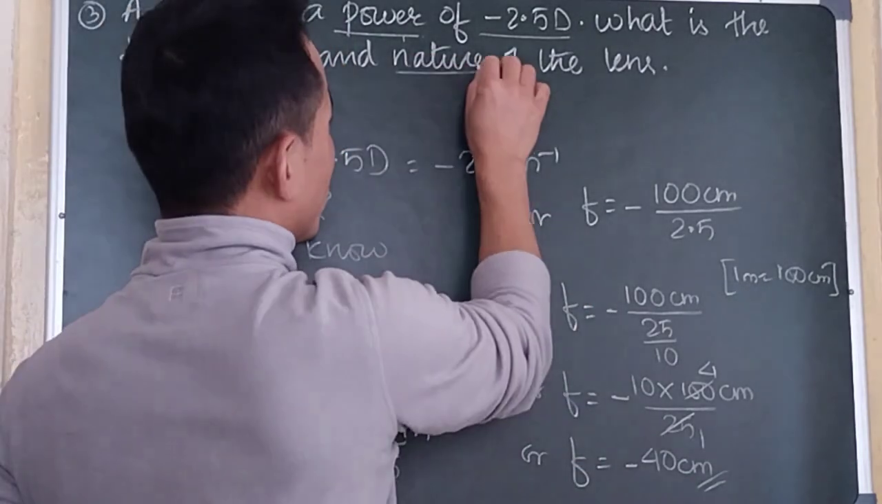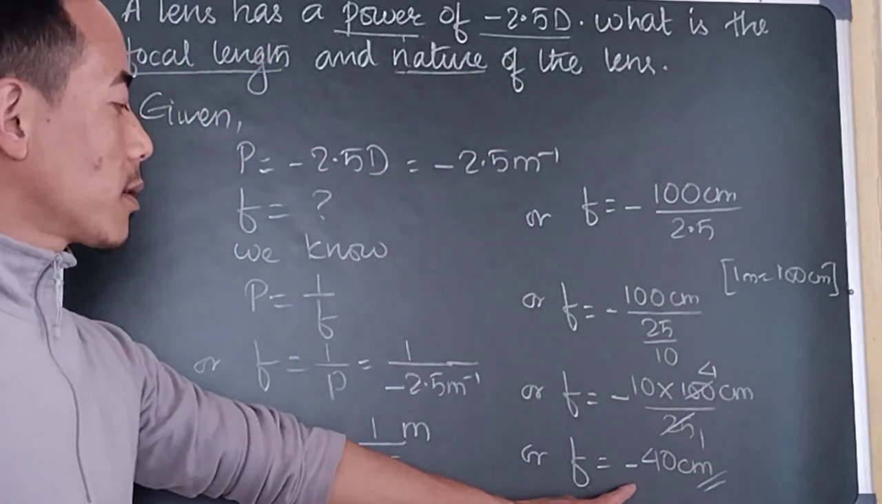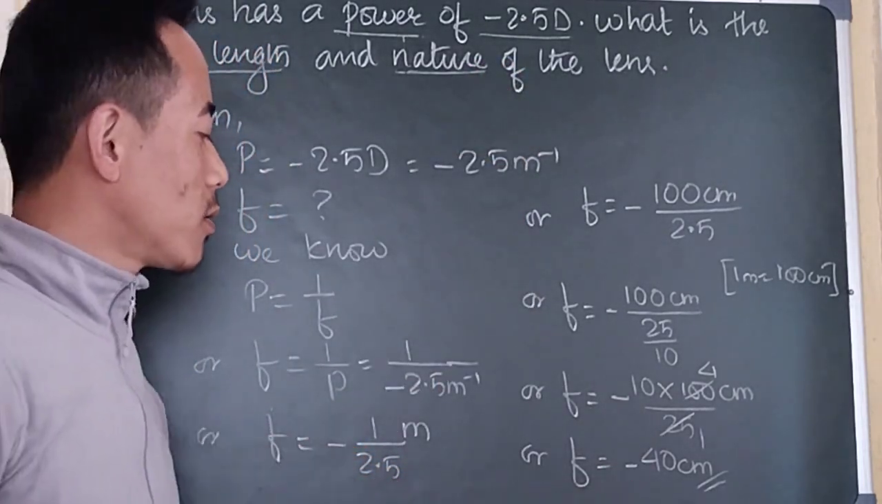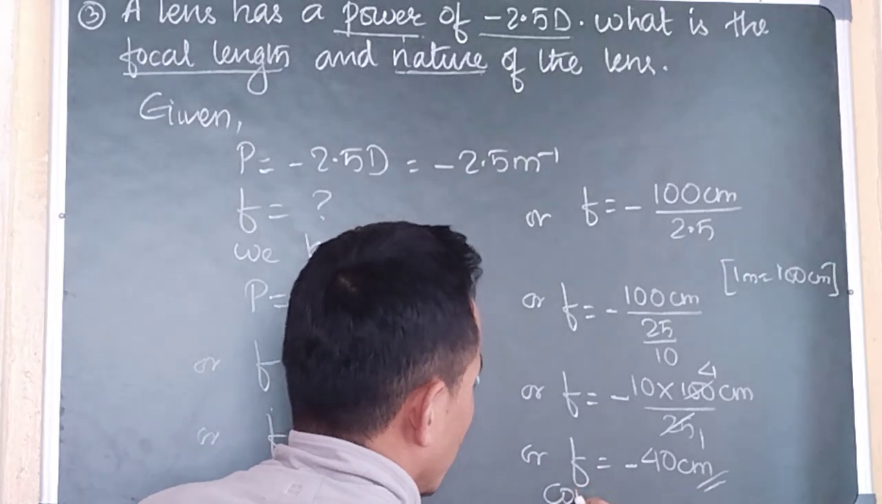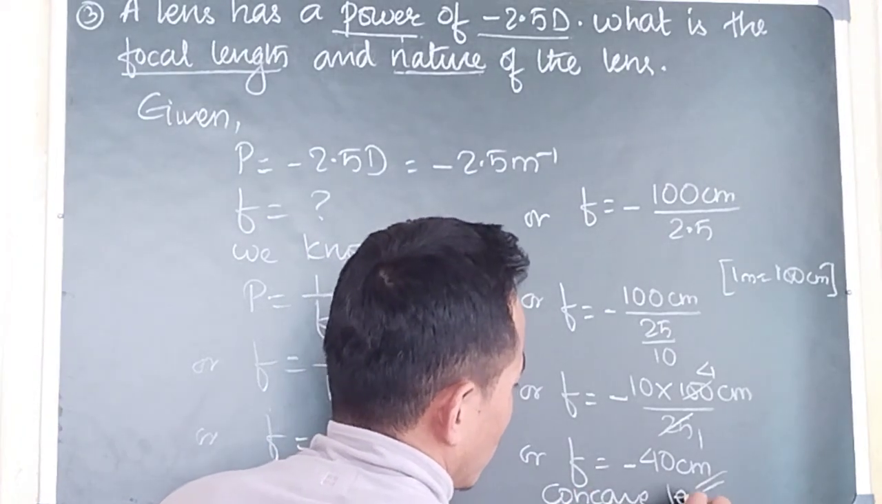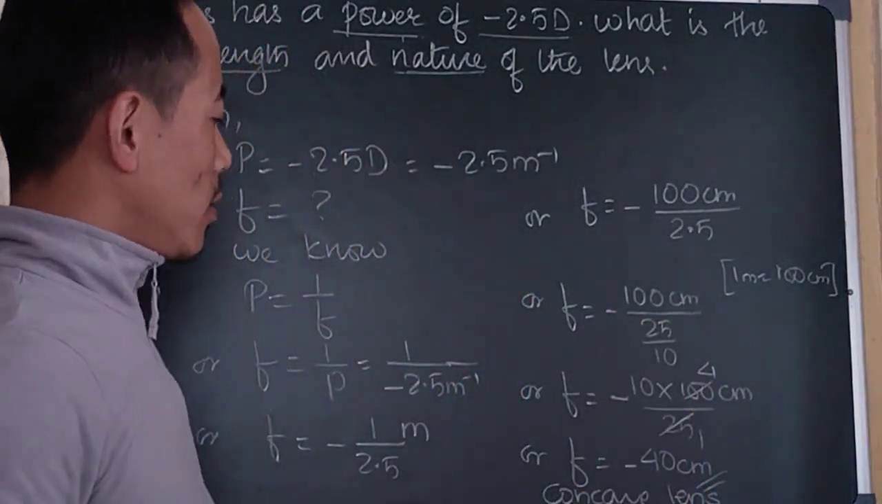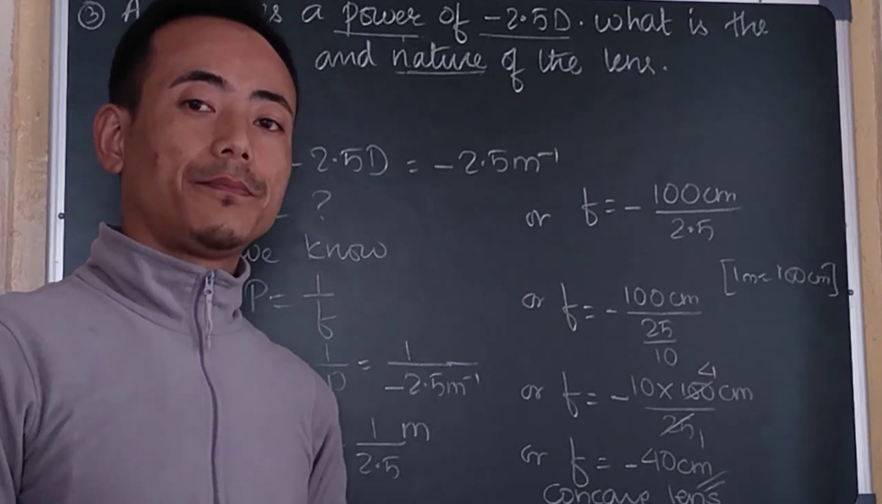Next is the nature of the lens. Now if you look at the focal length, it is coming negative. So what kind of lens do we have? You can write it is a concave lens. So this is what you are supposed to find out.